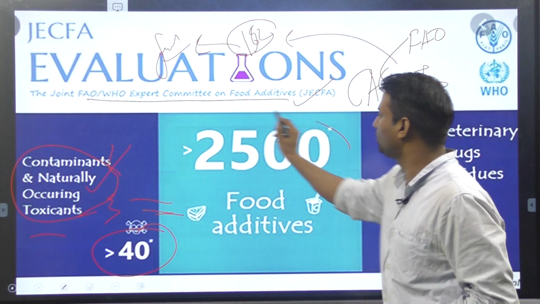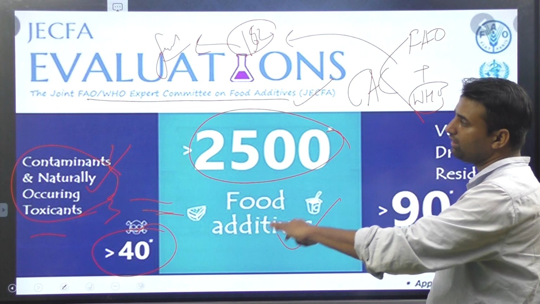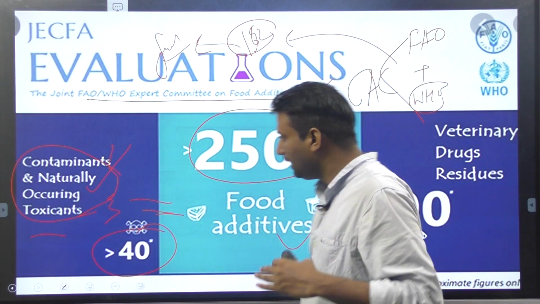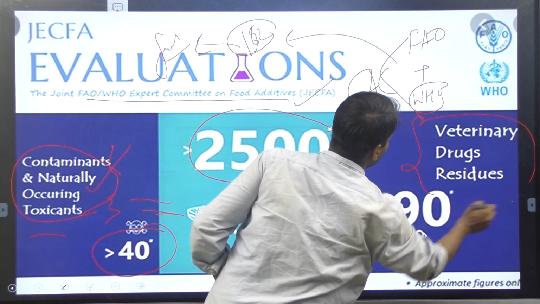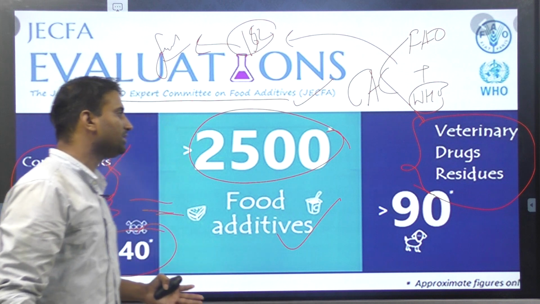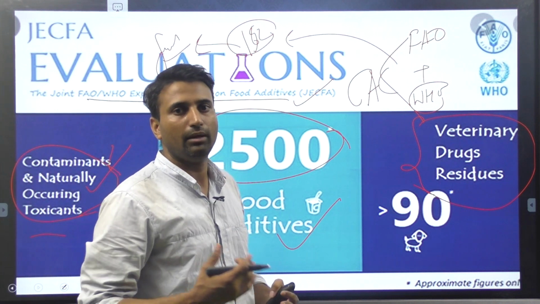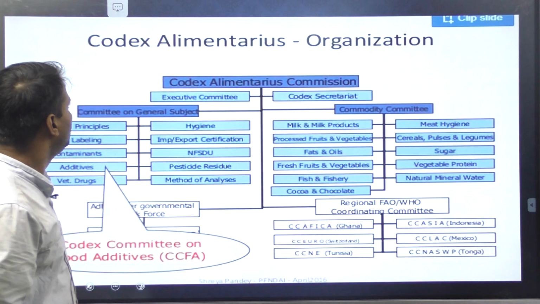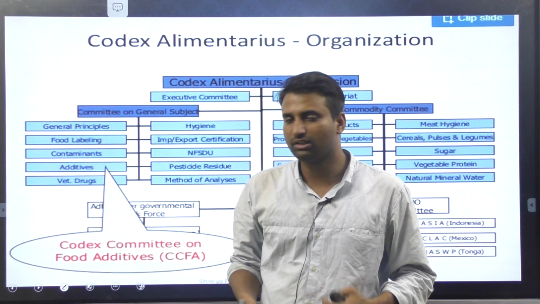There are more than 2,500 food additives. Out of them, more than 40 come under the category of contaminants and naturally occurring toxicants, and greater than 90 come under veterinary drugs and residues. Okay, veterinary drugs, as the name suggests, are associated with animals, and then there is pesticide residue, MRL, which is your maximum residue limits. So let's try to understand and figure out what exactly the Codex Alimentarius Commission consists of.